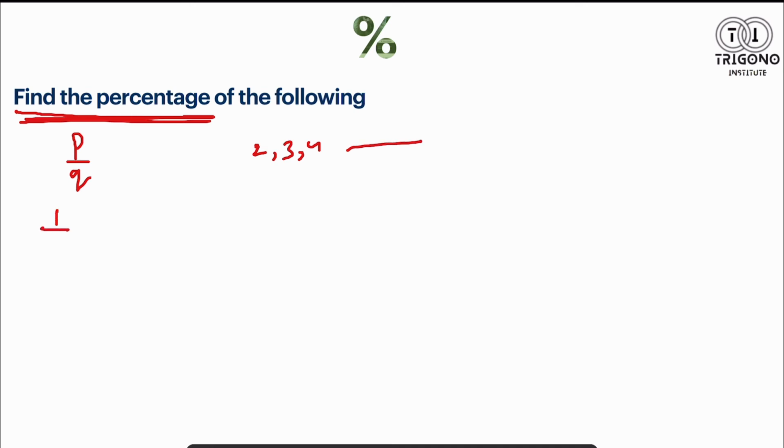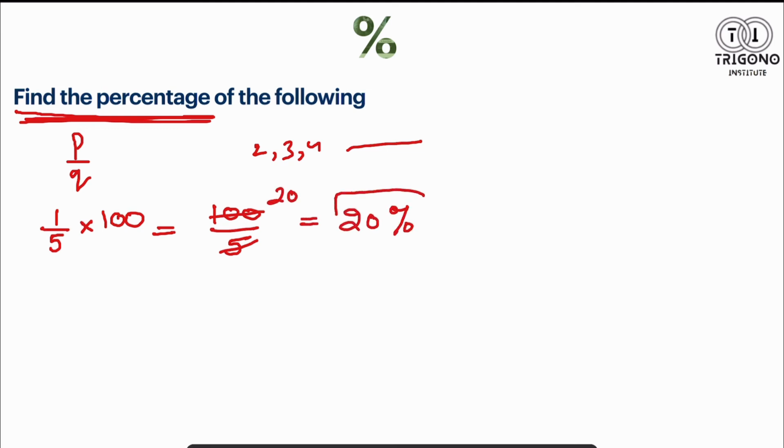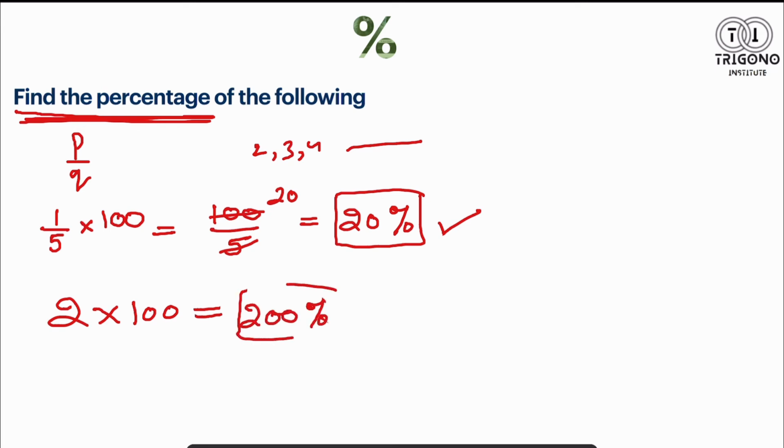So let me take some examples. First of all, 1 over 5. We are going to find out the percentage of 1 by 5. You just need to multiply it with 100, and you will get 100 over 5, and after cancelling you will get 20. So now your answer is in percentage. So this is how you can find out the percentage of a fraction. Or if you have, let's suppose, 2, again multiply this with 100 and in the answer you will get 200%. So that is a very easy method to find out a percentage.